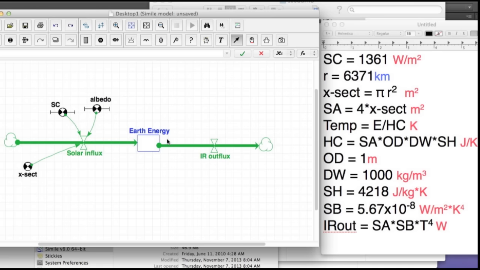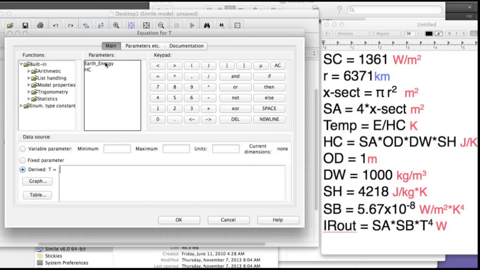So what about temperature? We're going to definitely need a variable for temperature. So we'll just call that T. And we see that temperature is equal to the Earth energy divided by something called the heat capacity. So I'll just put in a heat capacity here and say that T is going to be a function of Earth energy and heat capacity. All right, but we have to define those, so let's go ahead and get temperature defined. While we're here, we said it's as simple as the Earth energy divided by the heat capacity.